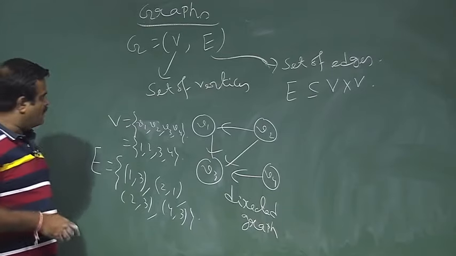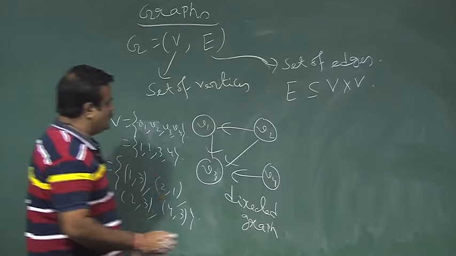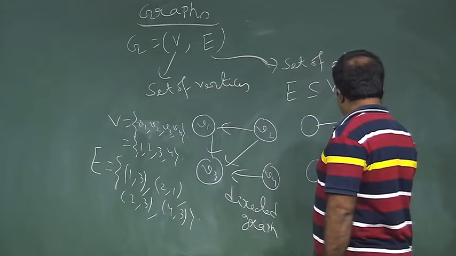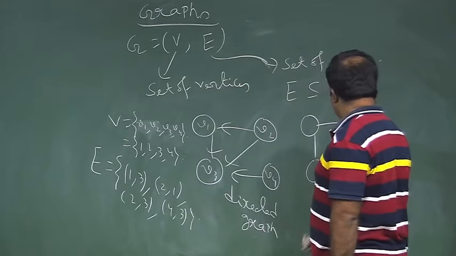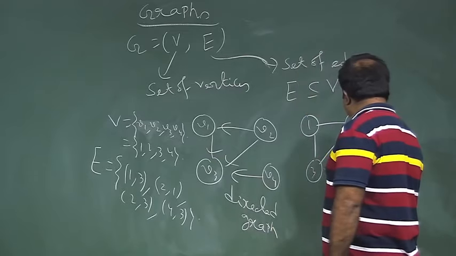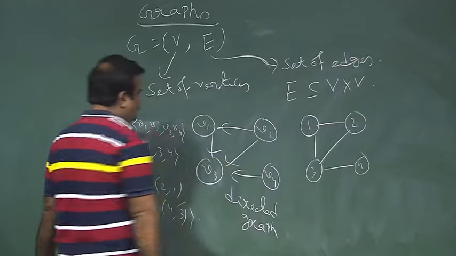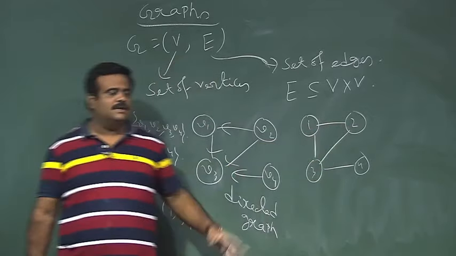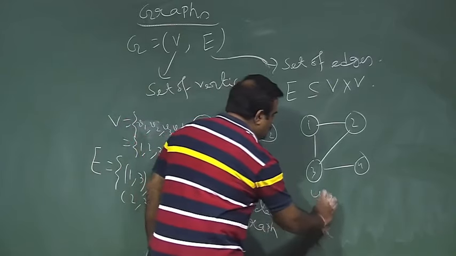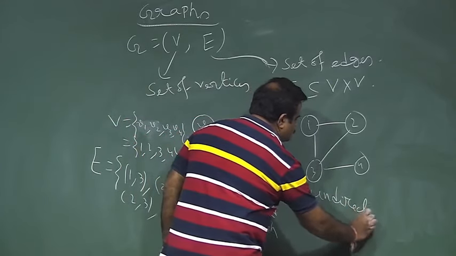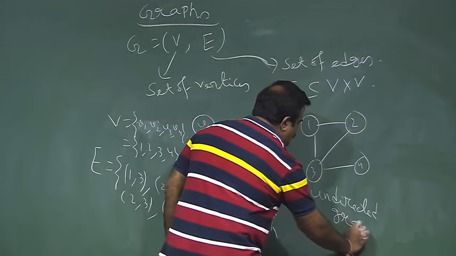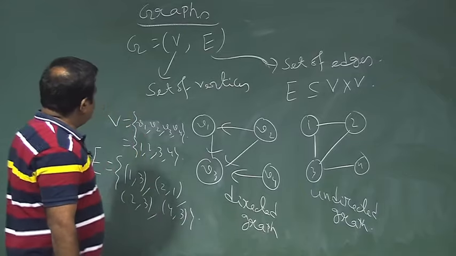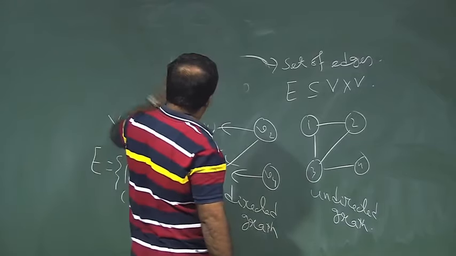Now, for an undirected graph, we are not having the direction. Suppose this is a graph with V1, V2, V3, V4. These are the edges. For an undirected graph, if 1, 2 is an edge, then 2, 1 is also an edge. So this is an undirected graph, and that one was a directed graph.